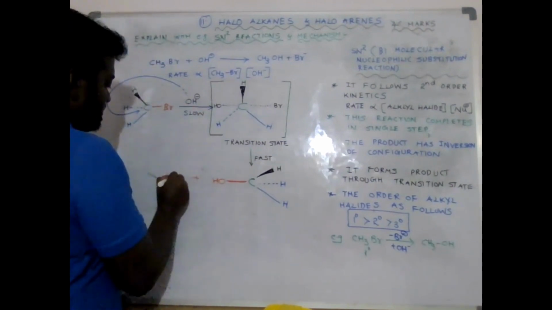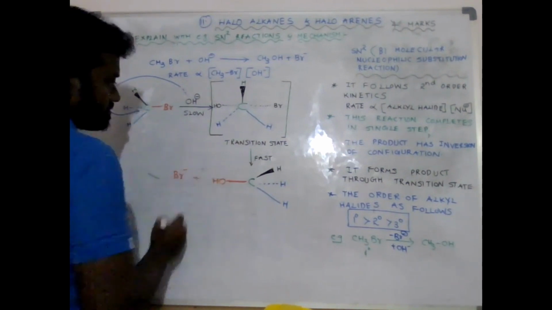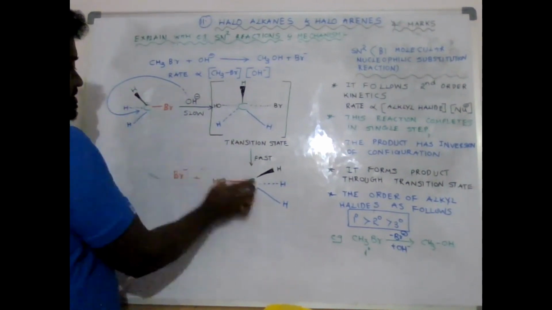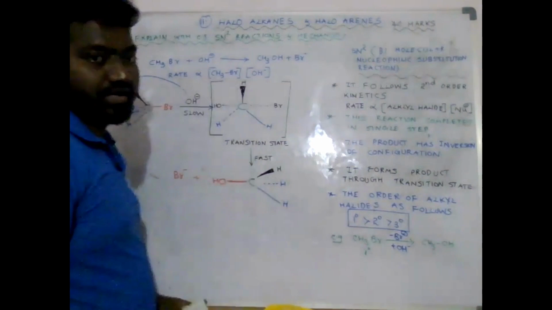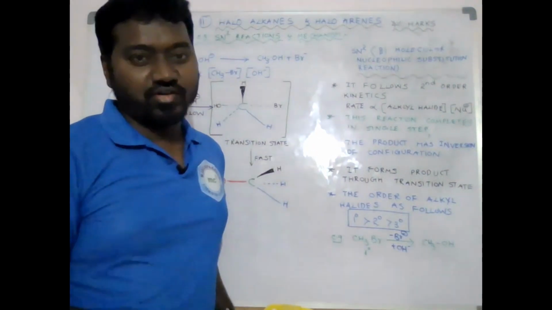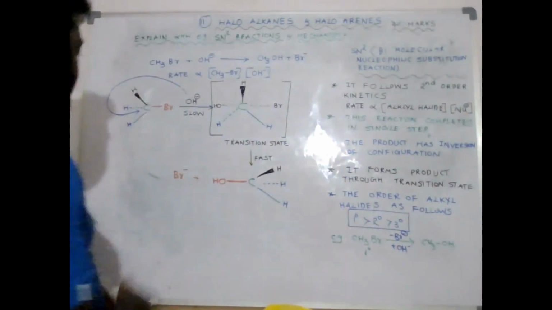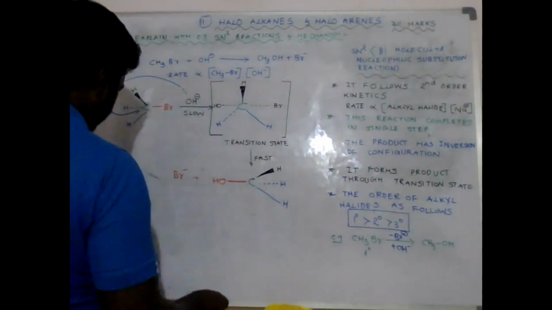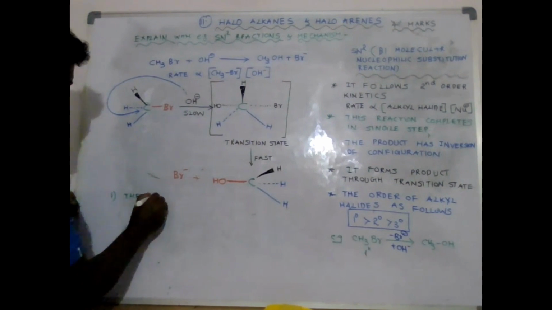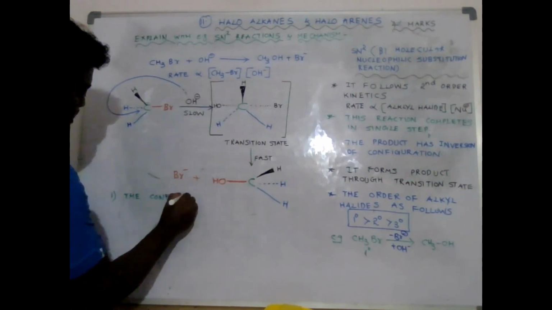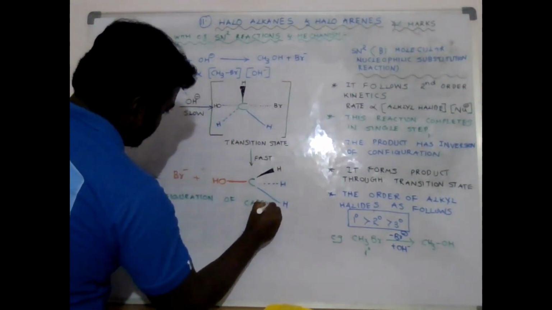Plus the remaining product is Br minus. Here OH. If you observe this configuration, here Br is at the right side, here OH is at the left side. So this is called what? Inversion configuration. Right has become left, or left has become right. Okay. Here we have to write 2 points about the mechanism. In that, the first point is the configuration of carbon atom.